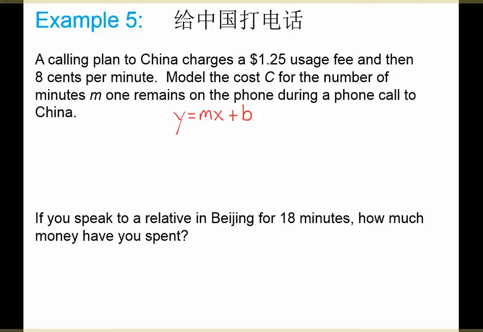Here, the minutes is going to be what we stick in. So the minutes are going to be the input. C is going to be the output. So C is like the y. M is the slope or the rate of change, and that's the 8 cents per minute.